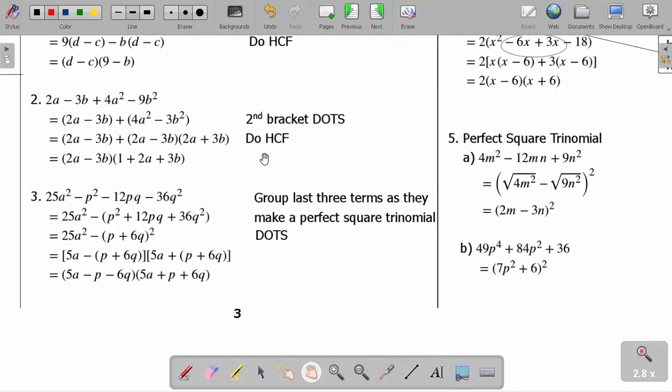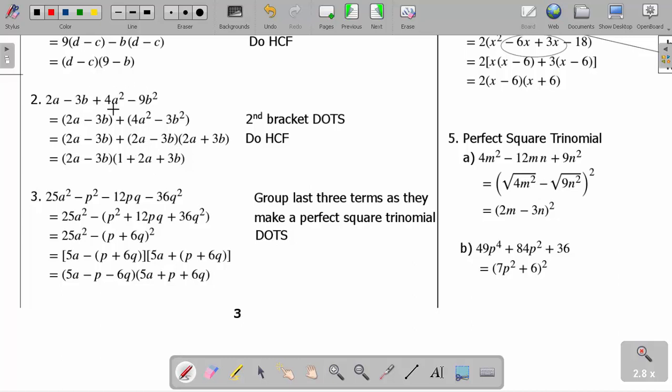This is now 2A minus 3B plus 4A squared minus 9B squared. If you check here, this is 2A minus 3B, and what about this? This is 4A squared minus 9B squared, so this is a difference of two squares. Can it form a difference of two squares? This is 4A squared, this is 9B squared. I beg your pardon guys, let me write it properly. It will be 2A bracket squared. Sorry for that mistake.